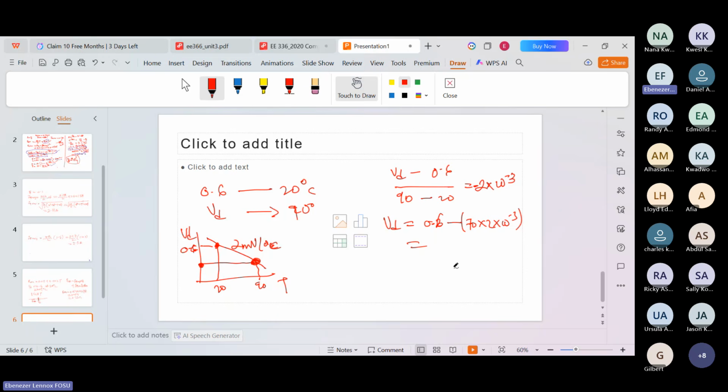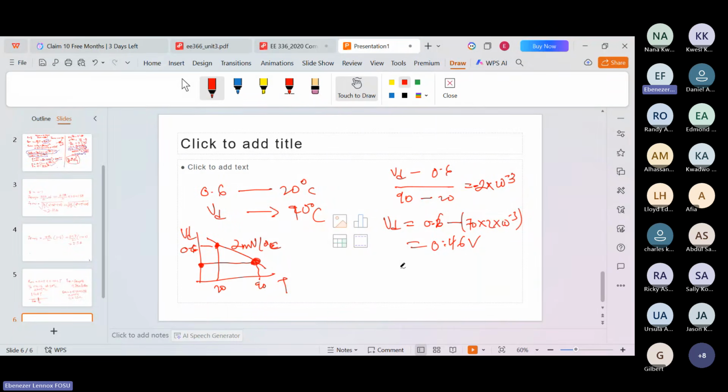Please, who has a question on this? Any question? If you don't have any question, I'm expecting you to get 0.46 volts as the new voltage drop at 90 degrees Celsius. Please, do we all understand this? Hello. Yeah. All right.